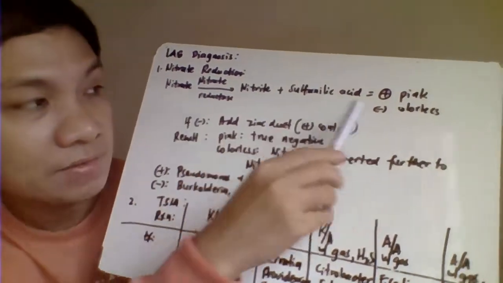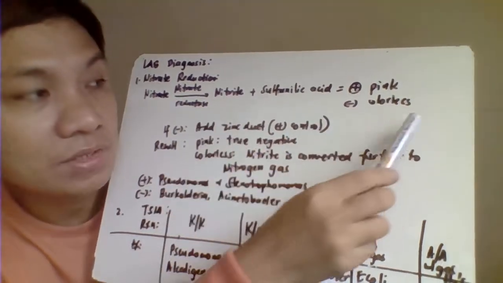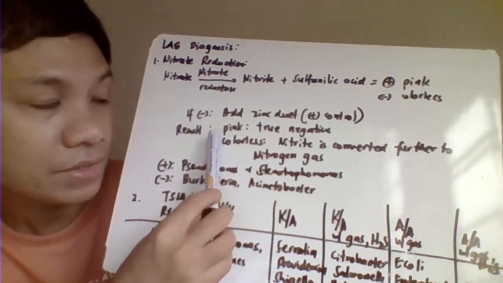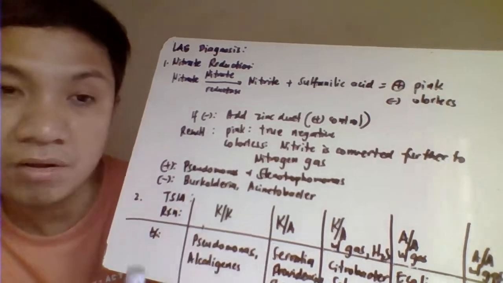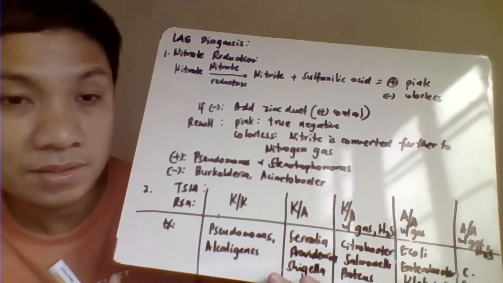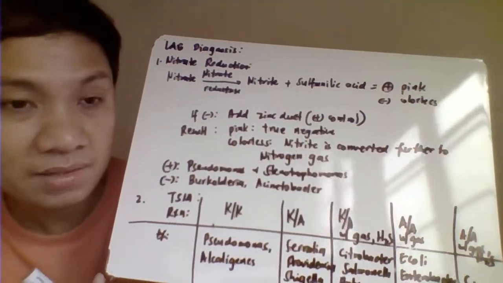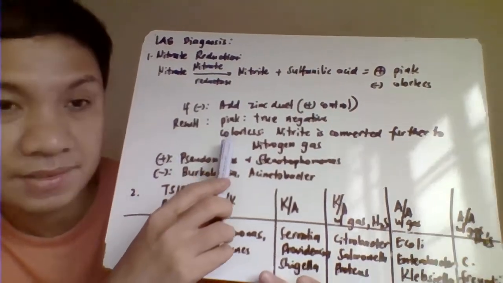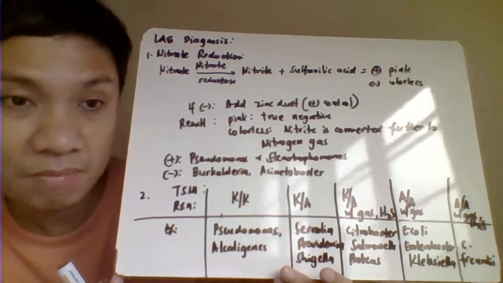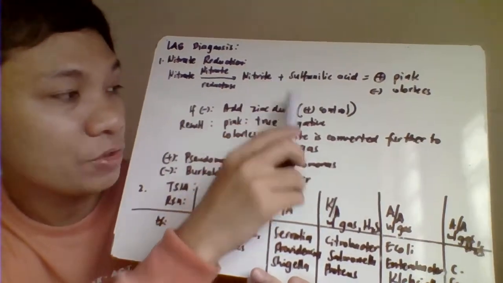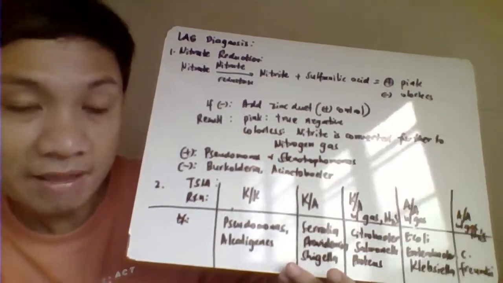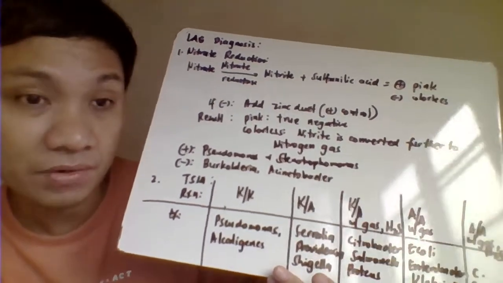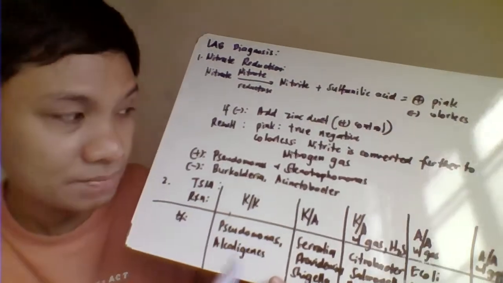So if the result during the first reaction is colorless, then you need to add your zinc dust. If the result after addition of zinc dust is pink in color, then we consider that a true negative. But for example here, upon addition of zinc dust, it becomes colorless. It would mean that your bacteria converted your nitrite to nitrogen gas. Even if you add your zinc dust, it will no longer give a positive result because they convert it to nitrogen gas.